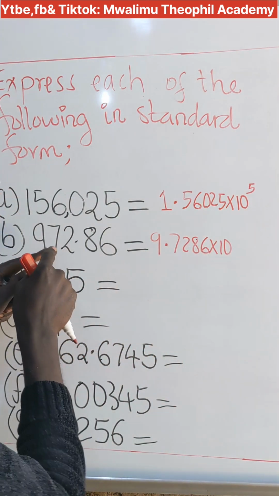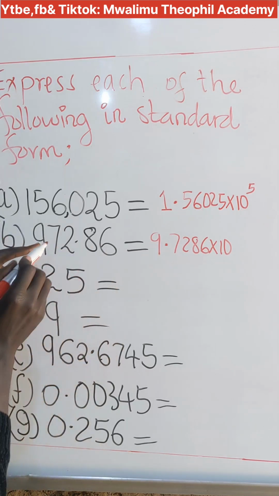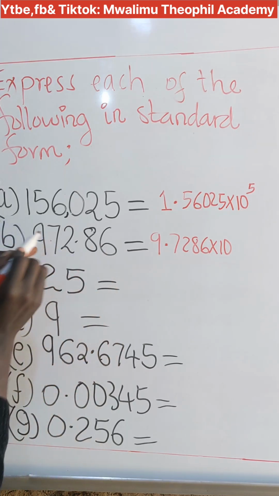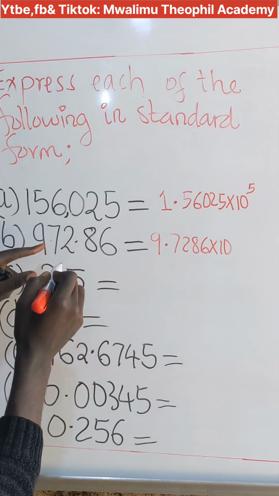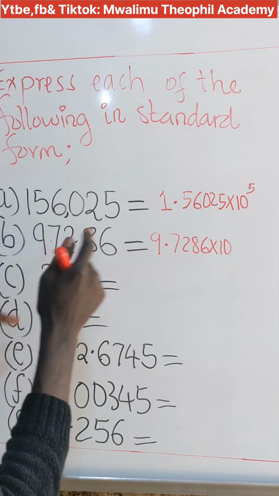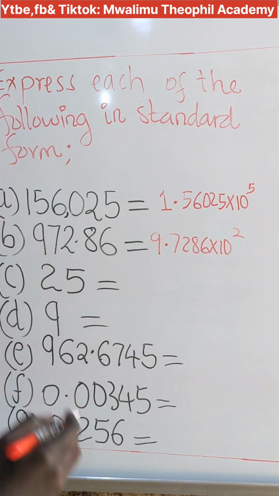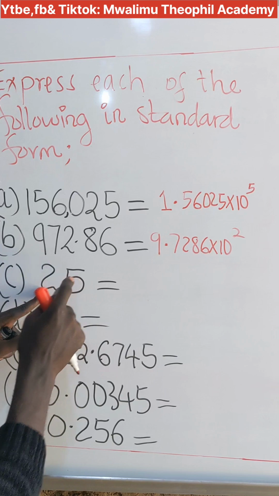We count the digits between the resulting two decimal points. You have to remember that we have already inserted the decimal point here. So between these two decimal points, the new one and the original one, we have two digits, 7 and 2, which is 1, 2. Now it is 10 raised to 2. Now we are through. Our third one is 25.